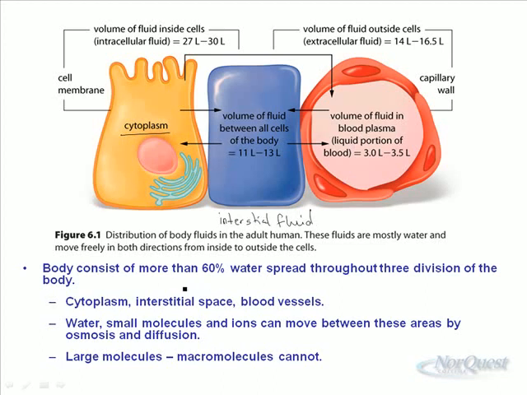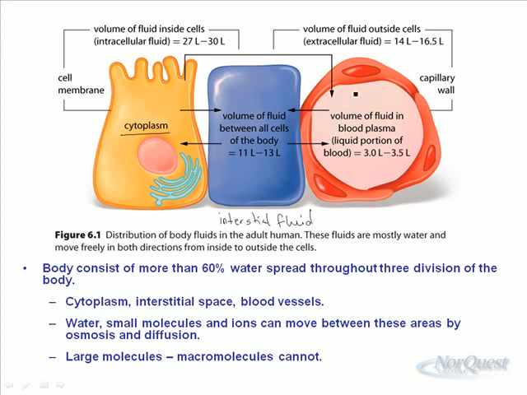If we take a look at these things, what we need to see is that the body consists of more than 60% water spread throughout these three divisions of the body. Water, small molecules, and ions can move between these areas by osmosis and diffusion. So small molecules can pretty much move around throughout our body by diffusion, maintaining a kind of constant concentration of these small molecules and ions. Large molecules, macromolecules, can't. They're too big to fit through cell membranes. They're too big to even fit.